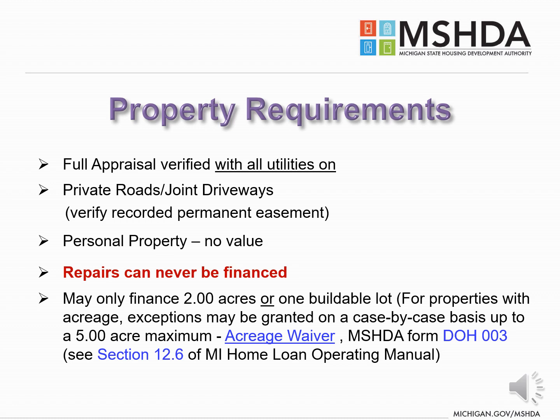MSHDA only allows up to 2 acres or 1 buildable lot to be financed. Exceptions to acreage may be granted on a case-by-case basis up to 5 acres. The property must meet all the requirements on the acreage waiver. See Section 12.6 of the My Home Loan Operating Manual for more information.